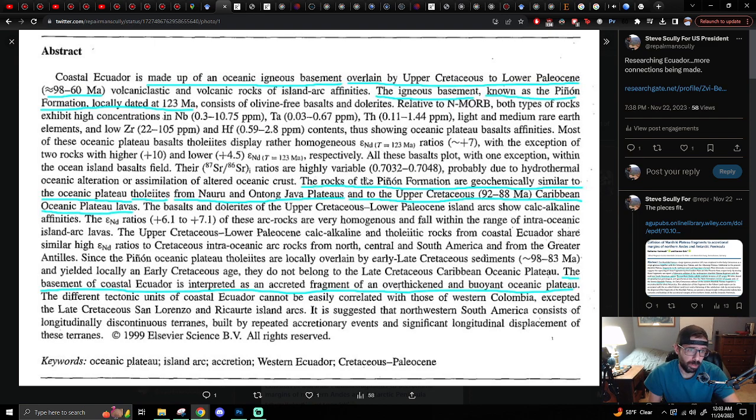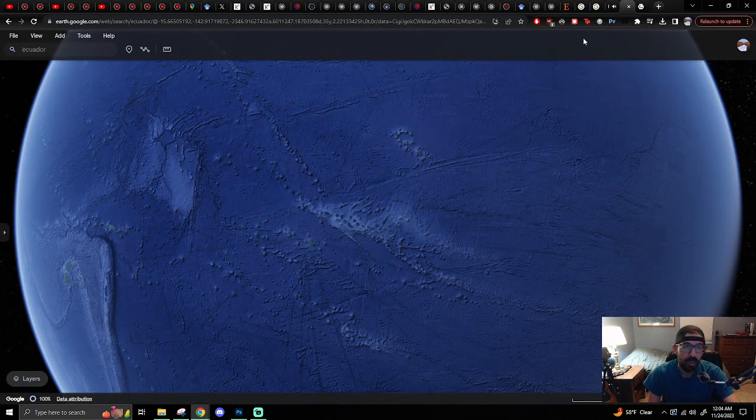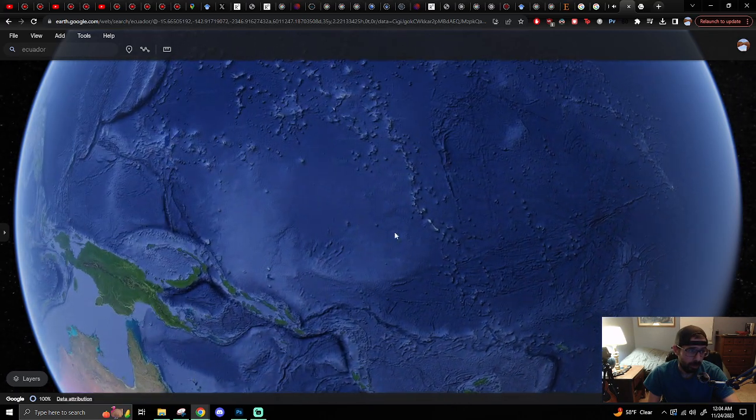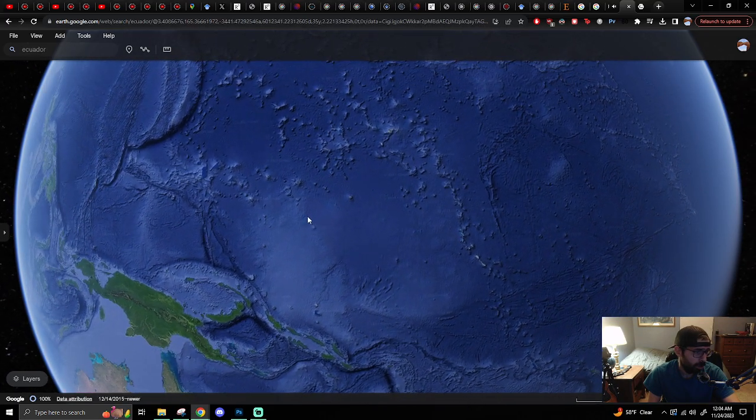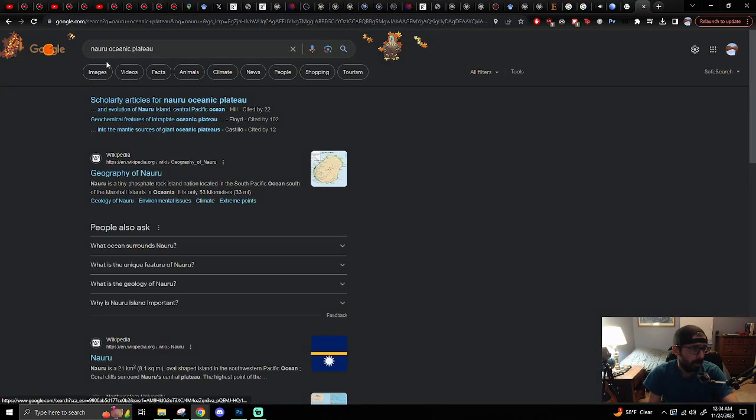The rocks of the Pinon Formation are geochemically similar to the oceanic plateau tholeiites from Nauru and Ontong Java plateaus. Nauru is over here, like that somewhere. Nauru Oceanic Plateau.